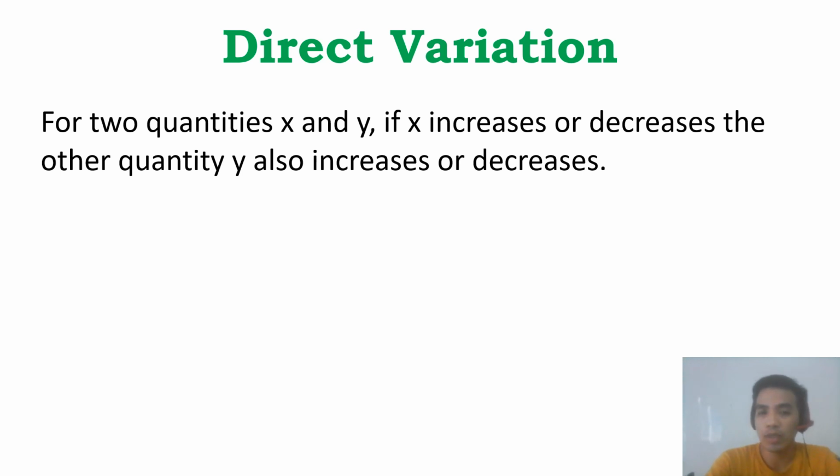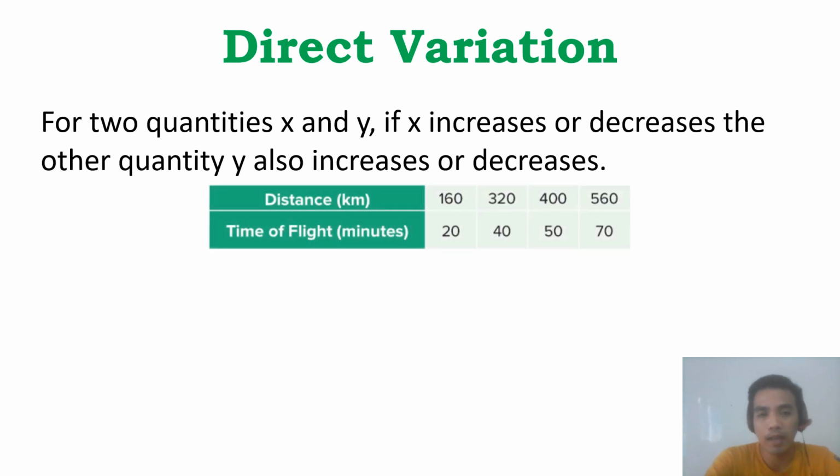So, this is what we call direct variation. So, halimbawa, we have distance in kilometer and time of flight. Kapag we have the distance of 160, you can travel that only in 20 minutes. Kapag 320, you can travel that within 40 minutes. 400, 50 minutes. 560, 70 minutes. Okay? As the distance increases, the time of flight also increases. So this is direct variation.